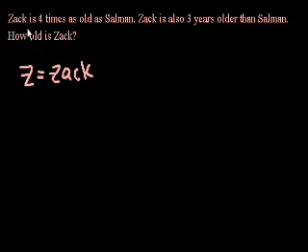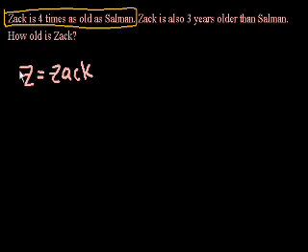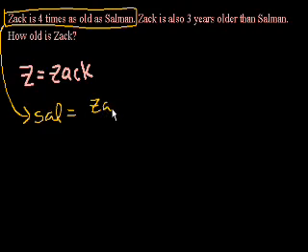Z is Zach. It says Zach is 4 times as old as Salman. Now I'm going to go with the thin one. I don't like how big and fat this is. So Salman, if Zach is Z, this first sentence, let me circle it. Zach is 4 times as old as Salman. So if Zach is 4 times as old as Salman, then that means that Sal is equal to Z divided by 4.